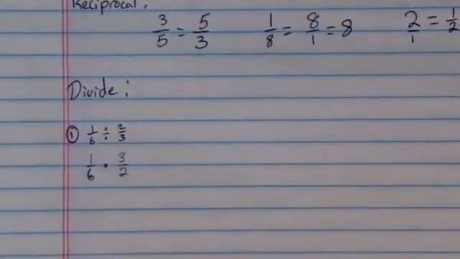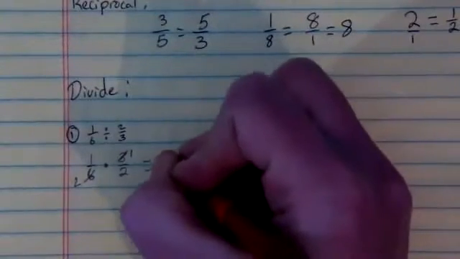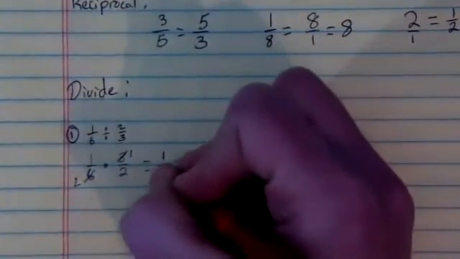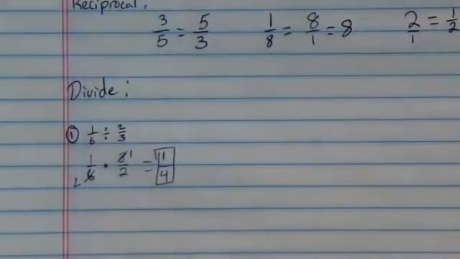And now I can do my multiplication. I'm going to use some cross canceling first because I know 6 and 3. 3 goes into 3 one time. 3 goes into 6 two times. 1 times 1 is 1. 2 times 2 is 4. So we get a final answer of 1/4. So 1/6 divided by 2/3 is 1/4.